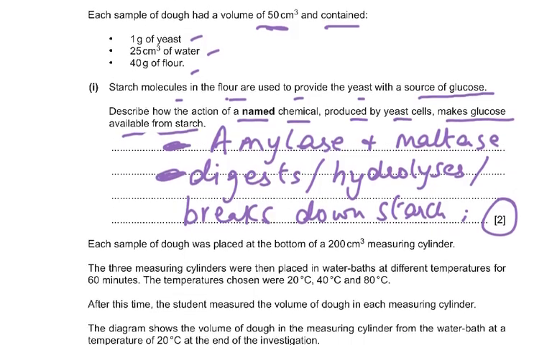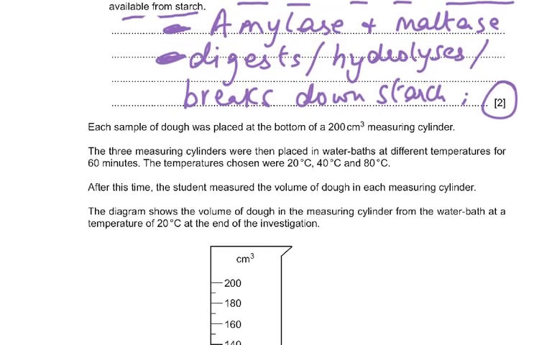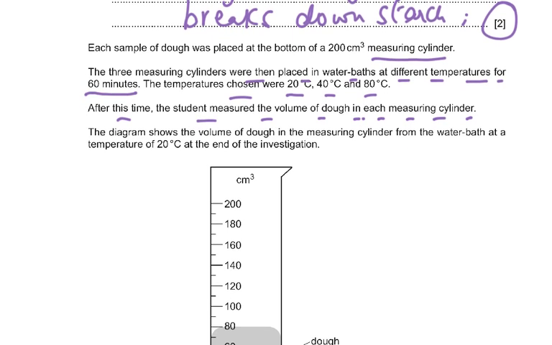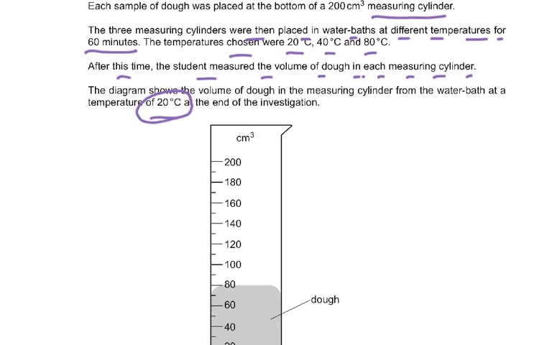Each sample of dough was placed at the bottom of a 200 cm cubed measuring cylinder. The 3 measuring cylinders were then placed in water baths at different temperatures for 60 minutes. The temperatures chosen were 20, 40, and 80 degrees Celsius. After this time, the student measured the volume of dough in each measuring cylinder. The diagram shows the volume of dough in the measuring cylinder from the water bath at a temperature of 20 degrees Celsius at the end of the investigation.